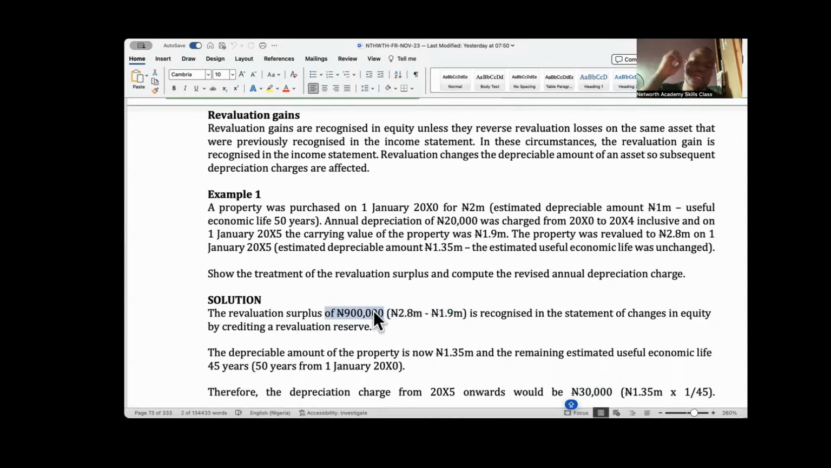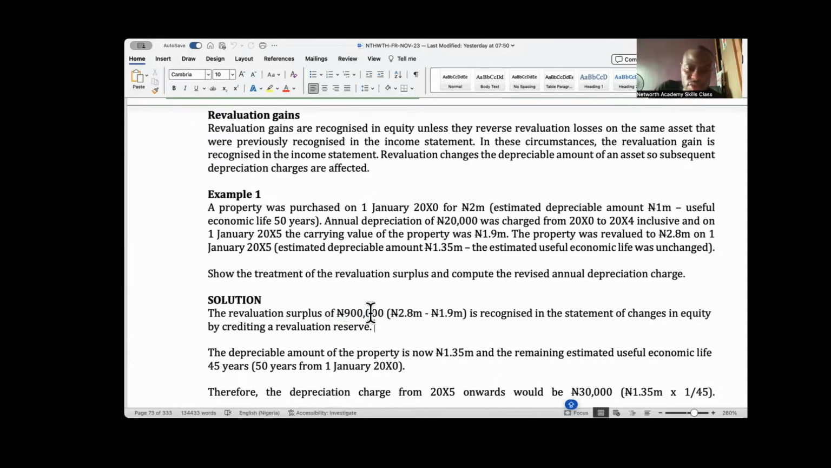And I've told you that this 900,000 is going to be recognized in equity. It will end up in equity. But first, it is an unrealized gain. It will be recognized in OCI, then from your OCI, you take it to your equity. However, from the date of revaluation going forward, our depreciation will change because now we'll have a new value.